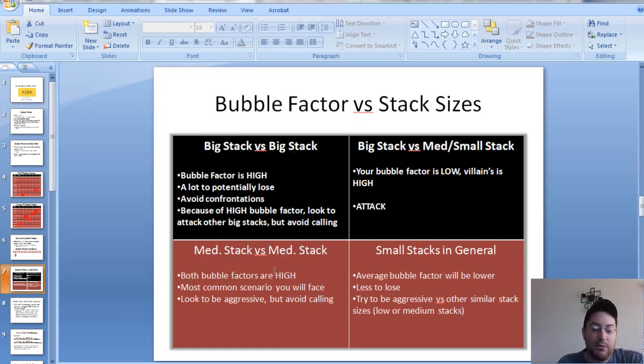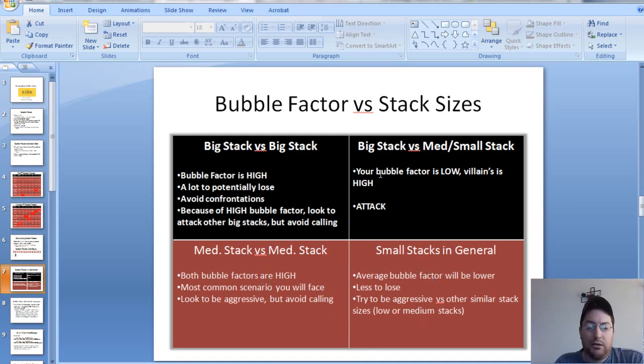The medium stack versus medium stack is typically the more common scenario you're going to face, especially on the bubble or approaching the bubble. A 10 big blind versus 10 big blind situation. Both of these scenarios can result in very high bubble factors because if you lose those hands, you might get knocked out, or most likely you're knocked out or close to it. So you give up all your equity in that game, potentially unnecessarily.